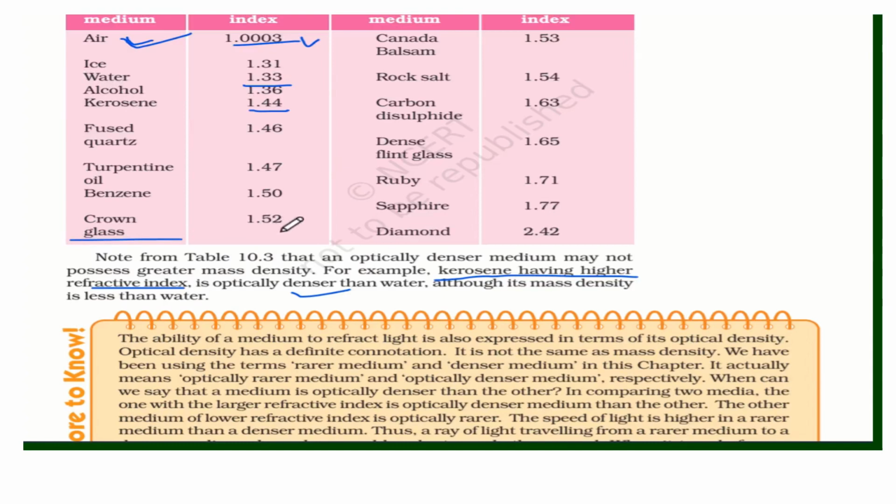Kerosene, having higher refractive index, is optically denser than water, but the mass density of kerosene is less than that of water. So mass density and optical density are both different things.